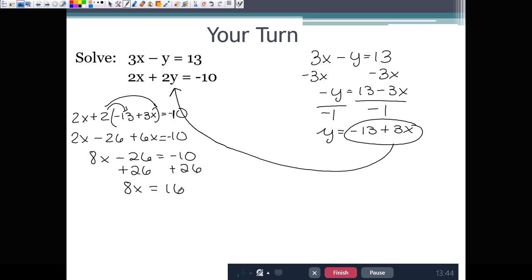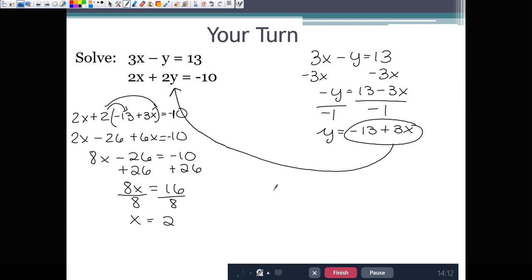Now what do I need to do? Divide by 8. So what is x equal? 2. So now that I have x, I need to find y. I already solved for y though. I can substitute x into this equation up here, this equation down here, or this over here. Because I already solved for y here, I'm going to choose this because it's already all nice and neat and that's what I'm looking for.